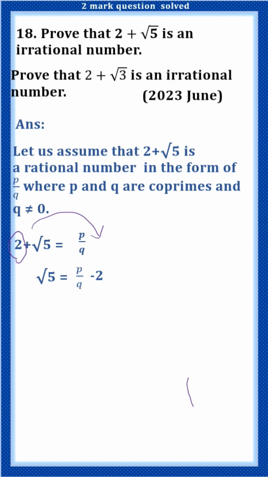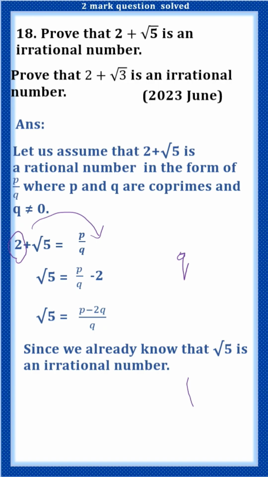Now take the LCM of p by q minus 2. What is the LCM? q is the LCM. So root 5 is equal to p minus 2q by q.